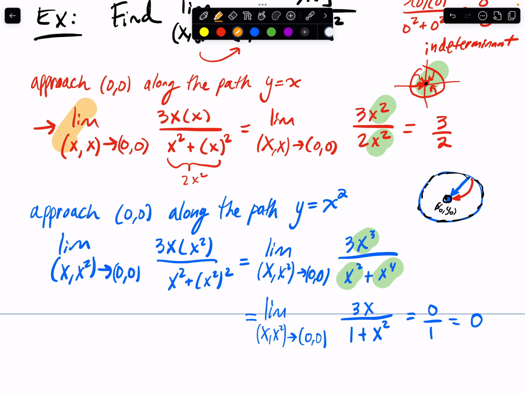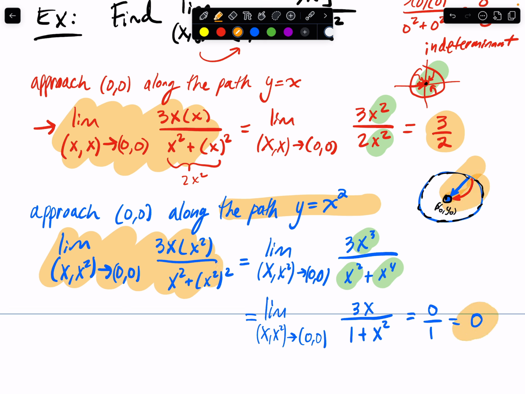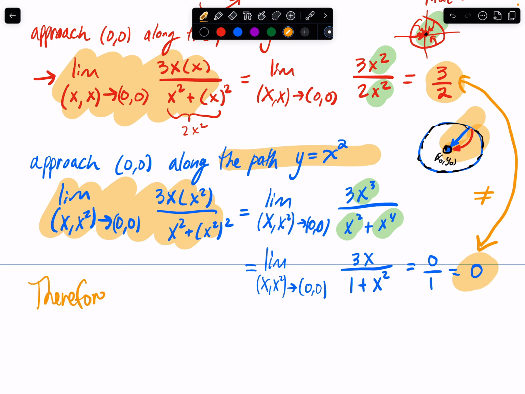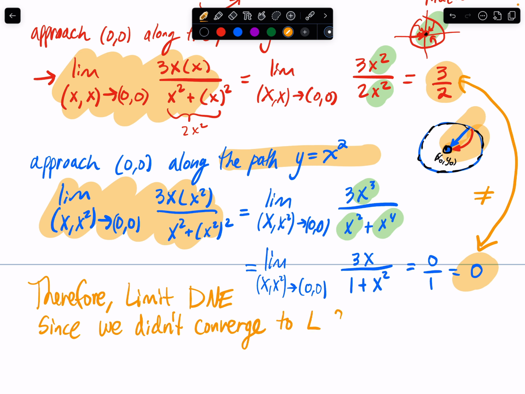Now, what do you notice about this path? It takes you to 3/2, while this path takes you to 0. Since these two things right here are not equal to each other, that tells us that the limit does not exist. Therefore, the limit does not exist since we didn't converge to L for all paths to the point (0, 0).